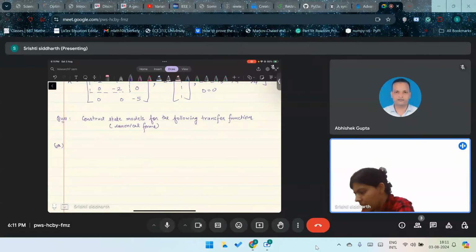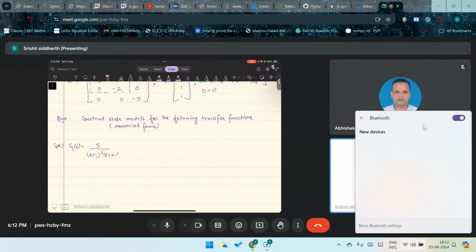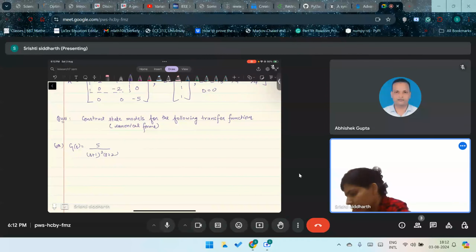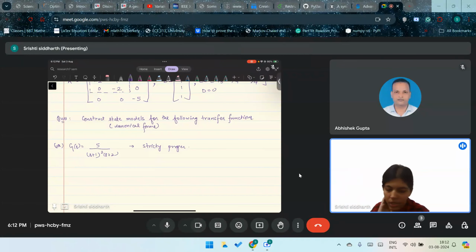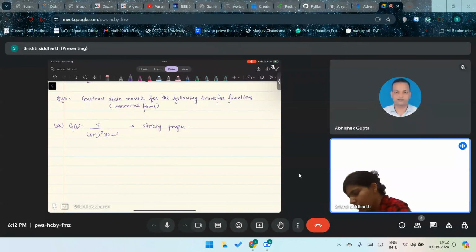So we have G(s), and then we have repeated poles for the first eigenvalue. We have 5 over s plus 1 squared, s plus 2. So one thing is that it is strictly proper. So we know what the D matrix is going to be. There is no coupling between the input and output. And now we need to find out what the coefficients are.